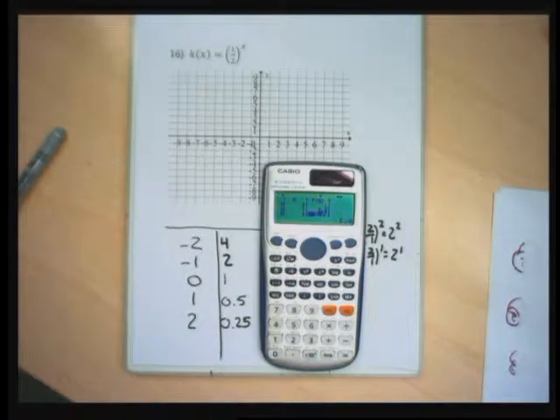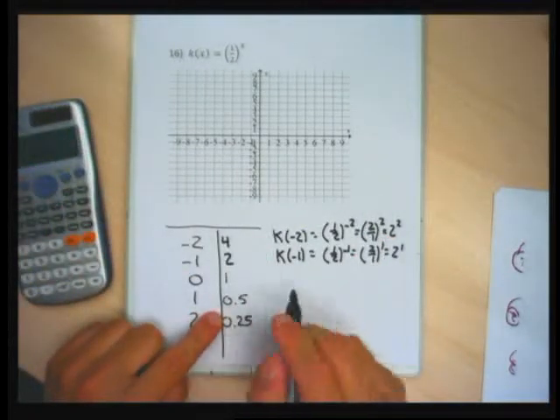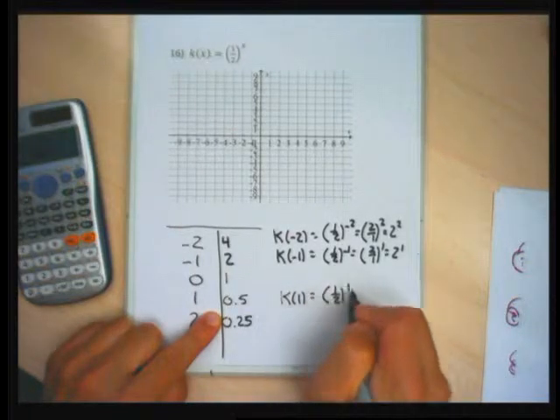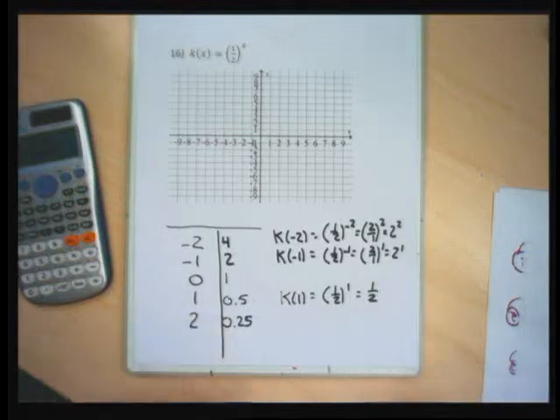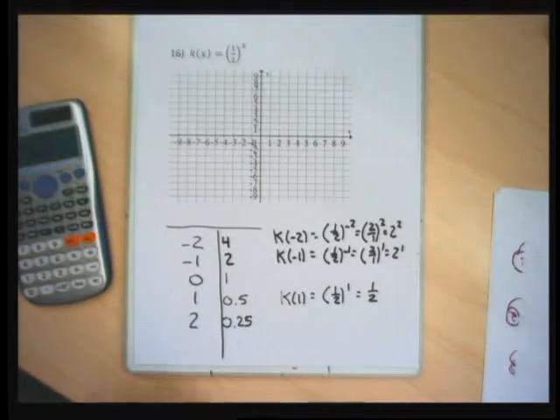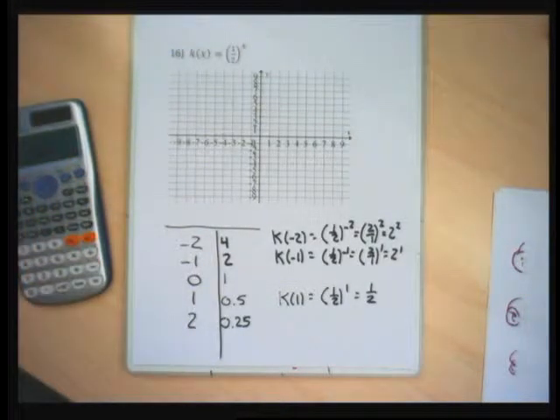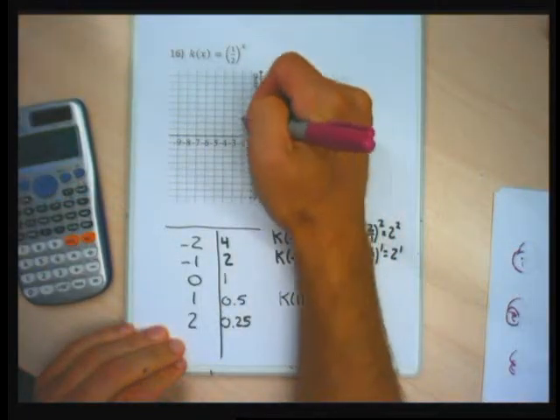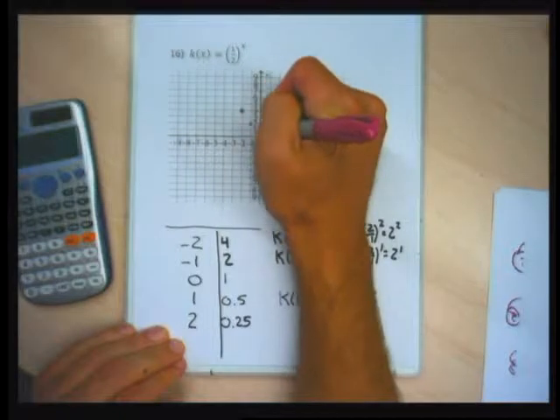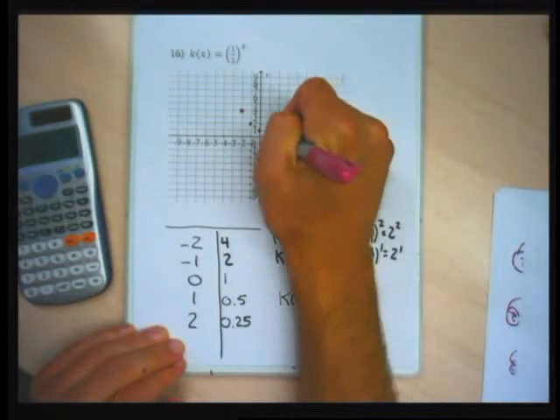So those are the points I'm going to plot. Let me just show you how this one would have worked by hand. If I did k of 1, that would be 1/2 to the first power. Anything to the first power is itself, so I'd get 1/2 by hand, which my calculator gives me 0.5 for. So it's an adequate table. My calculator is just saving me some busy work for the most part. So let me plot the points. I get the point -2 comma 4, -1 comma 2, 0 comma 1, 1 comma 1/2, 2 comma 1/4.